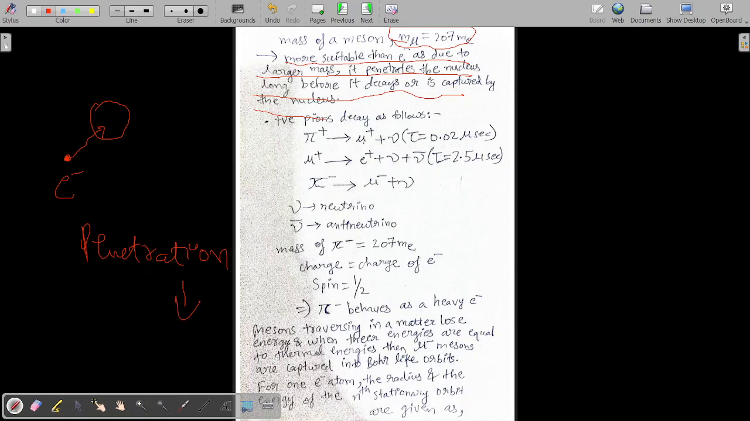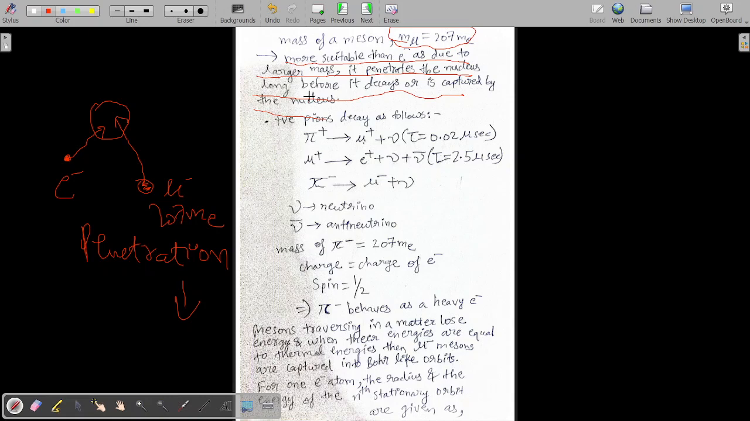But in the case of a mu minus meson, the same function it will perform because of the -1 charge, but at the same time it has a mass 207 times the mass of an electron, so it will penetrate much deeper inside the nucleus. In this meson X-ray experiment, the mu minus particle is more suitable than the electron because it will penetrate deep inside the nucleus.